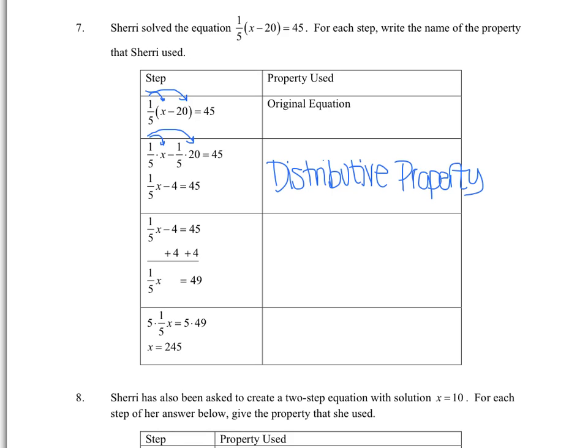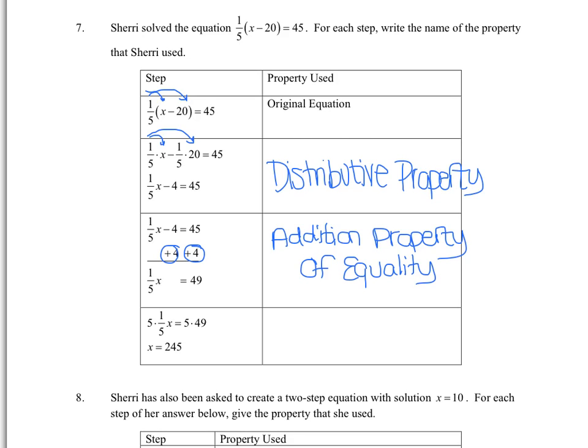Next, she took 1/5 x minus 4 equals 45 and added 4 to both sides. So she used the addition property of equality. Finally, she had 1/5 x equals 49, and she multiplied both sides by 5 to get 245 equals x. This was the multiplication property of equality.